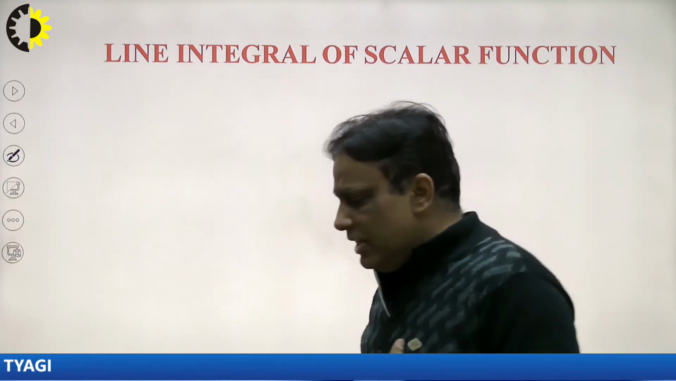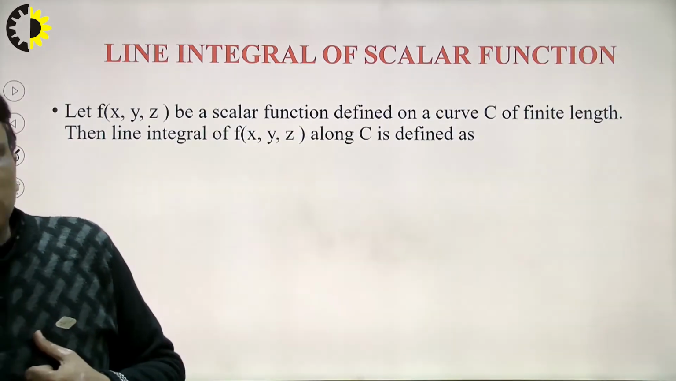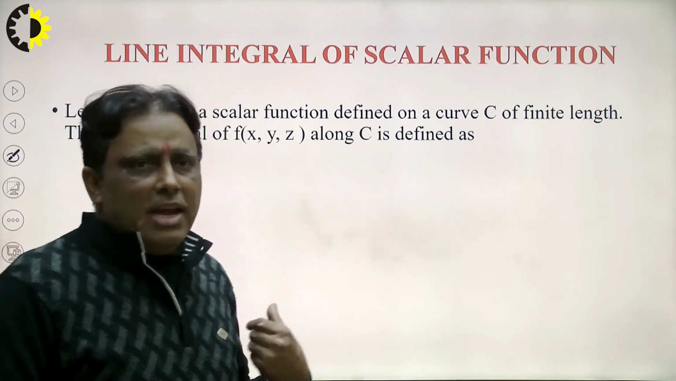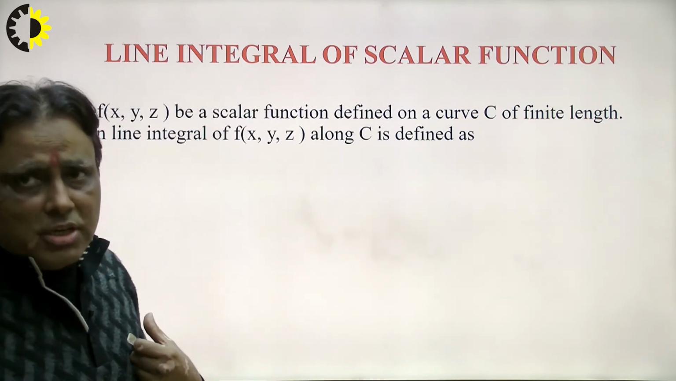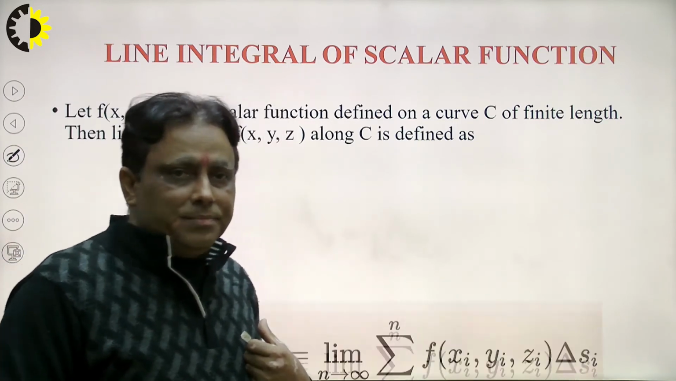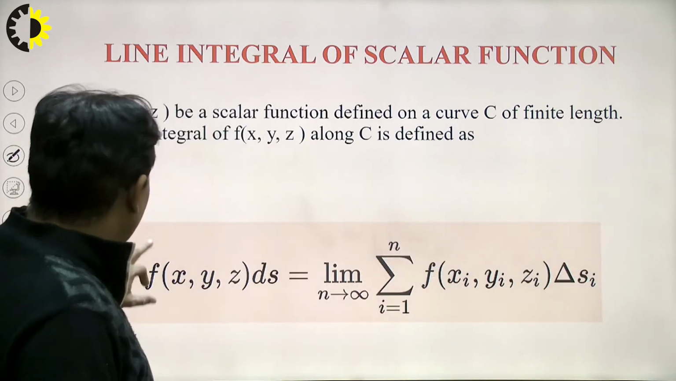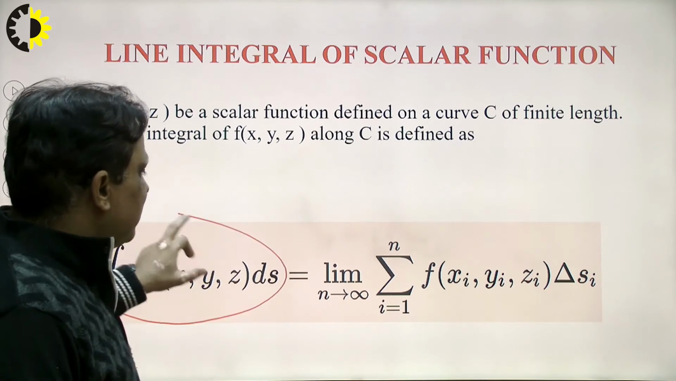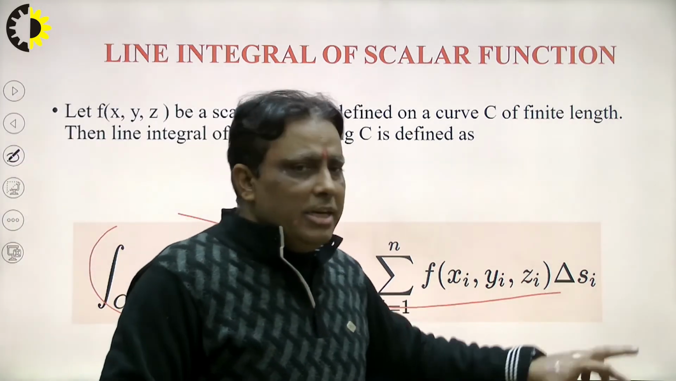Line integral of a scalar function. How to calculate? Suppose I have a function f(x, y, z) which is a scalar point function. How do we calculate the line integral along the curve C, right? I explain here. This is a closed curve. With respect to it, we can calculate with the help of a limit as a sum.